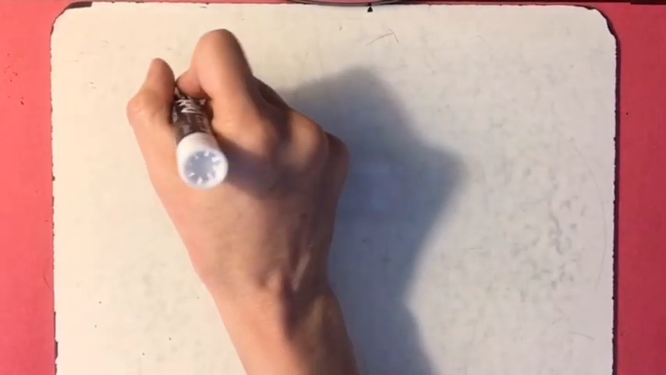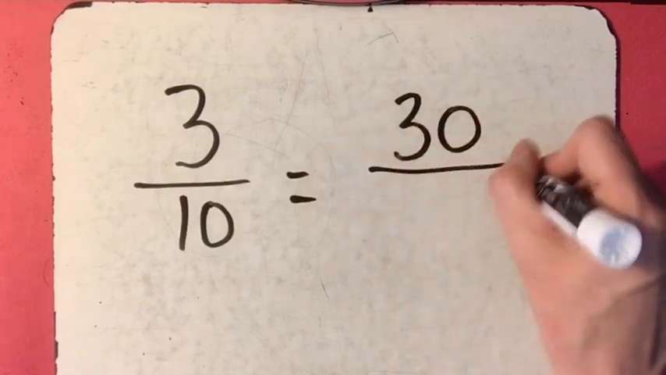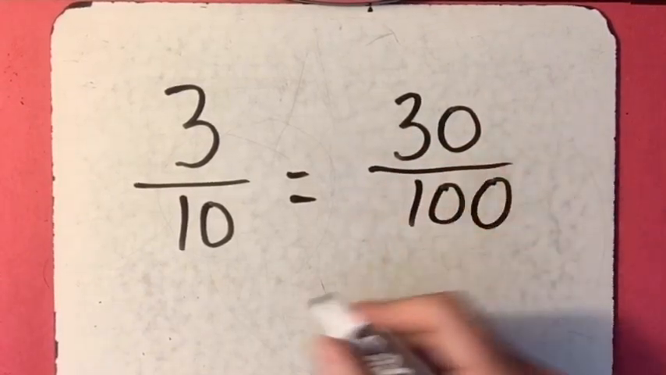All right, what we're going to do today is have a little bit of a scavenger hunt around your home. What we're going to do first, though, is review what we were learning about yesterday. Hopefully yesterday you played concentration so that when you see 3/10, you know that it equals 30/100.